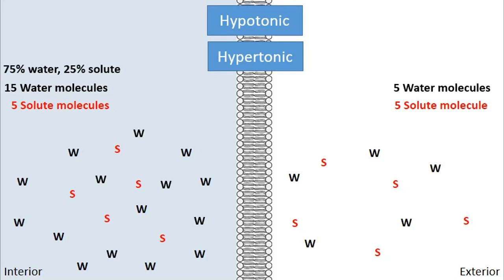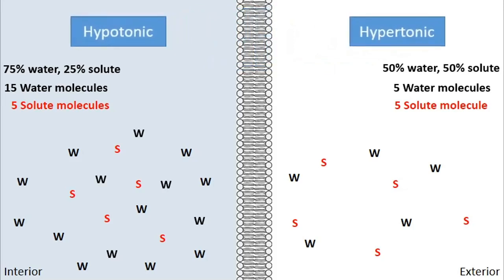15 waters, 5 solutes, that's a total of 20 molecules. So we have 75% water solution, 25% solute solution. On the right-hand side, we have a 50-50 solution, 50% water, 50% solute. So now I can go ahead and label the solution on the left as hypotonic and the one on the right is hypertonic. Hypotonic on the left.